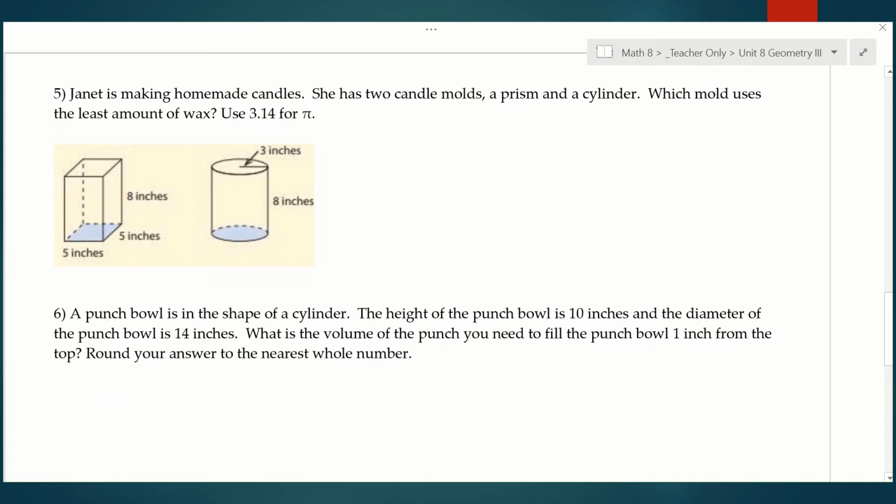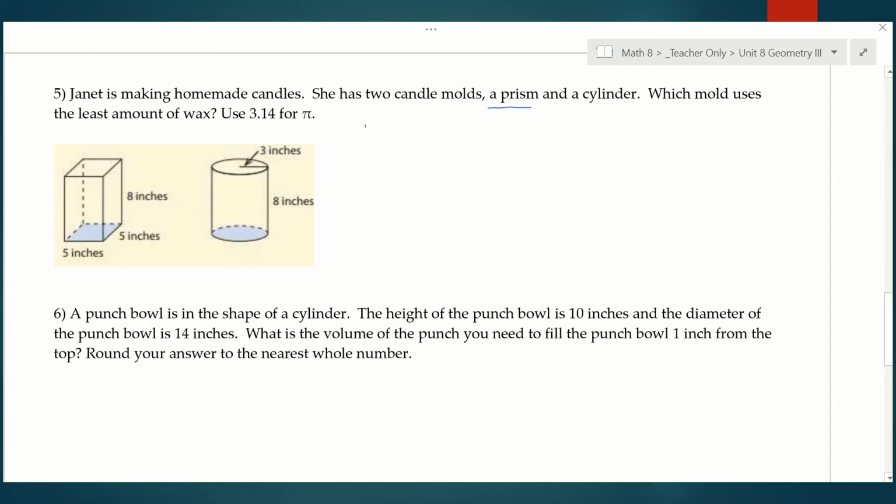Number 5, Jana is making homemade candles. She has 2 candle molds, a prism and a cylinder. Which mold uses the least amount of wax? Use 3.14 for pi. Okay, so when they reference this prism, if you look at the picture, it's a rectangular prism, and so that was what we did in our last lesson.